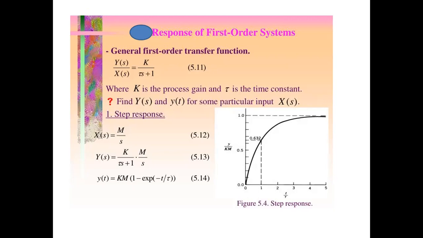While finding Y of s and Y of t, we have to find out the step response. X of s is equivalent to M by s, because we'll be considering the input to be a unit step. So Y of s is equivalent to X of s times that value, K into M divided by s into tau s plus 1. We take a partial fraction, A by s plus B by tau s plus 1, and find the values of A and B. After simplification, we get the final expression of 1 minus exponential of minus t by tau.